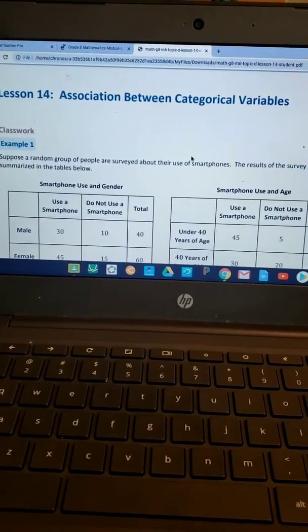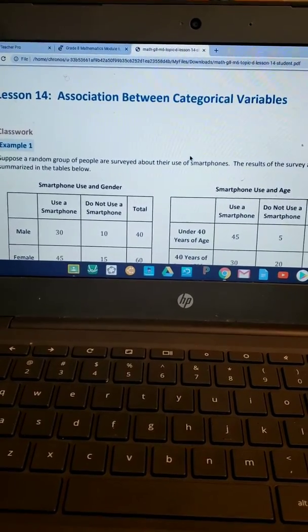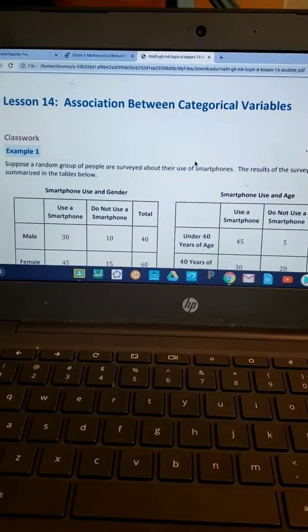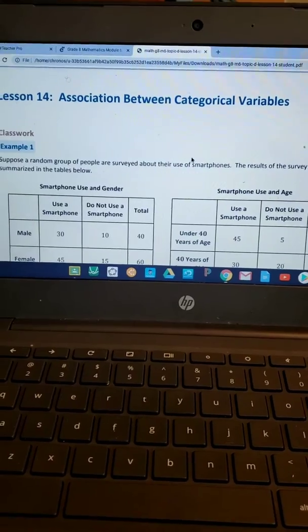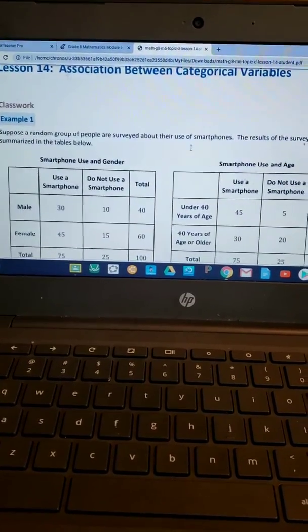Good morning, guys. Today we are looking at lesson 14, association between categorical variables. This is the last lesson in this module. We're going to begin with the classwork example 1.